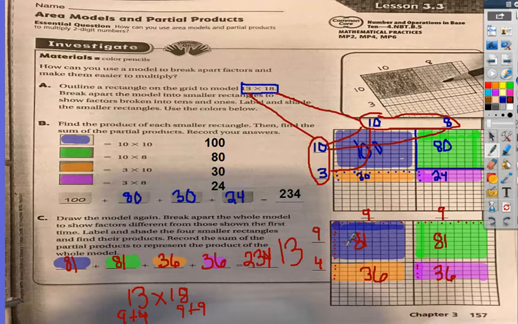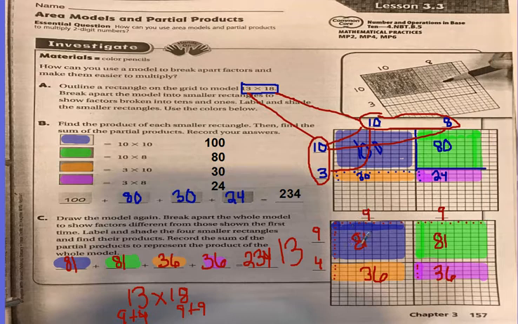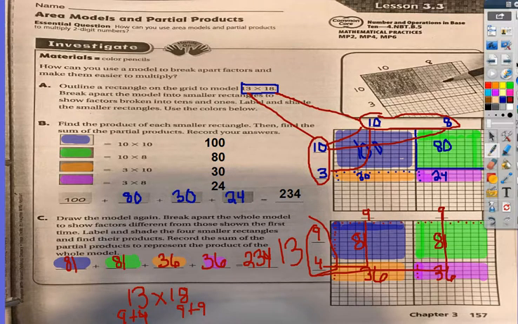Same thing down here. 9 times 9, 81. 9 times 9, 81. And remember, I got this 9 and this 4 from down here. And then I got this 9 plus 9 from right here. So then I had to figure out how many was in each color. So 9 times 9, 81. Then 9 times 4, 36. 9 times 4, 36. Add them all up, and we got 234.